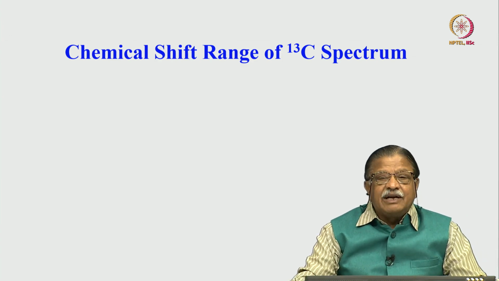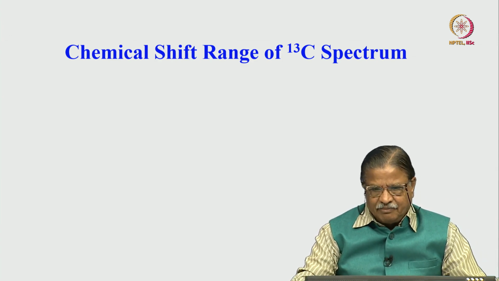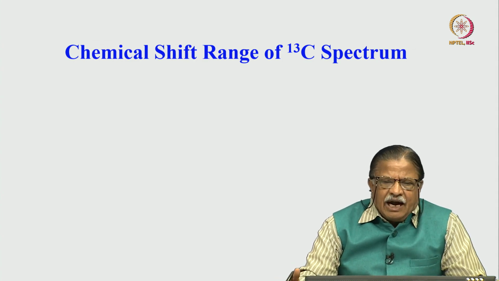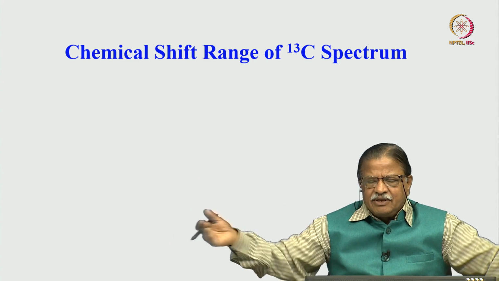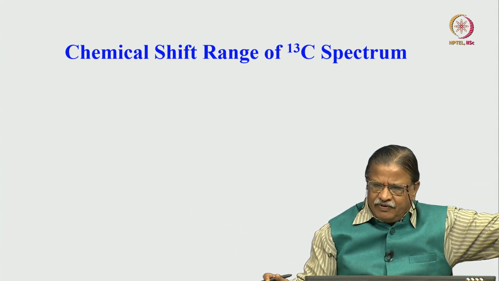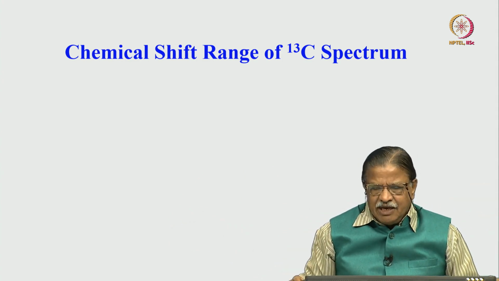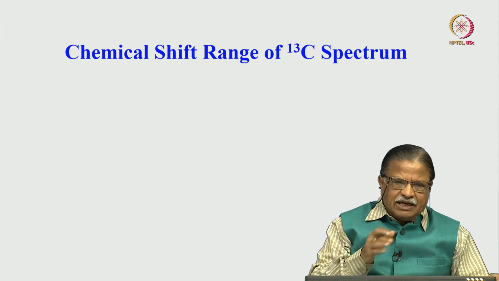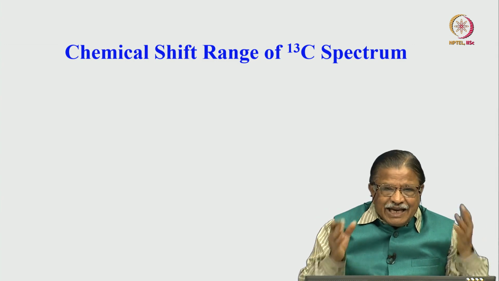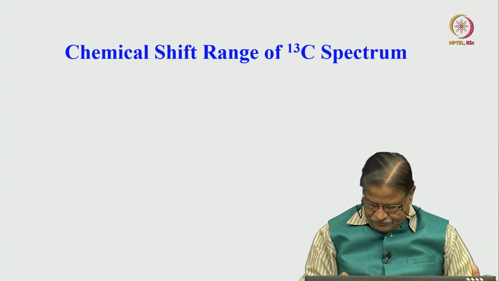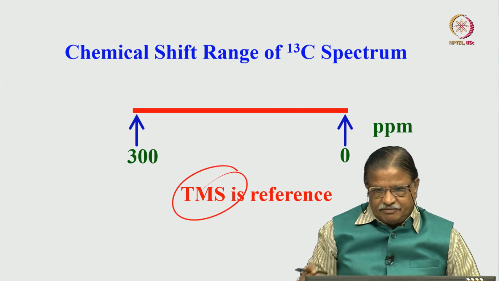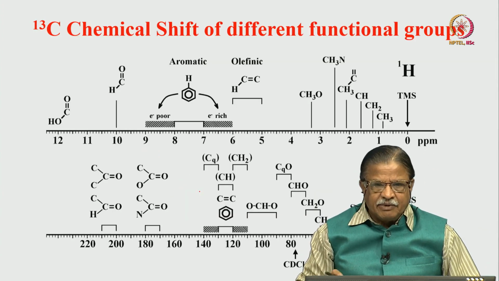Okay, now coming to the chemical shift range of the carbon-13 NMR spectrum. For proton we discussed 0 to 10 ppm is the general scale, and I also said it can go beyond TMS and also beyond 10 to 12, or even 15-20 ppm in extreme cases. But by and large the range of chemical shift of proton is fixed, between 0 to 10 or 12 ppm. Then what is the range of chemical shift of carbon-13? That is 0 to 300 ppm with respect to TMS. That is the range of chemical shift of carbon-13.